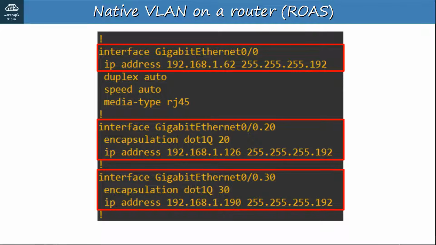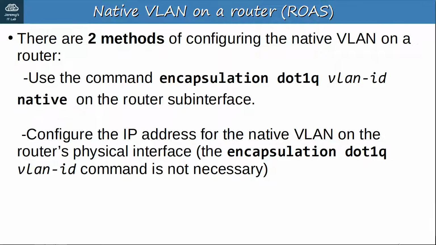Switch 2 will send VLAN 10 packets in untagged frames to R1, and R1 will send them in untagged frames also. As I said before, it is recommended that you just change the native VLAN to an unused VLAN for security purposes. But if you want to use the native VLAN, it's important to know how to do it on a router, so these are two methods you can use. You might also need to know this for your exam, by the way.